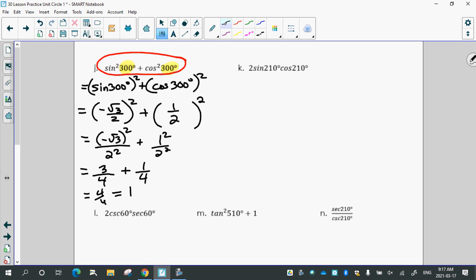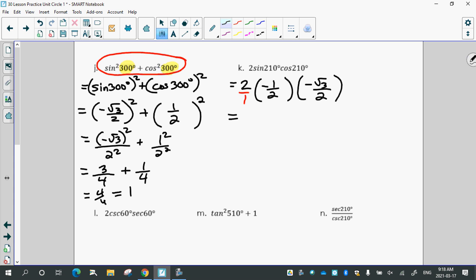Okay? All right, so next one, 2 times the sine of 210 times the cos of 210. So that's really three things multiplying together. So 2 stays up front. Then I'm going to replace sine of 210 with a value, and cos of 210 with a value. So the sine of 210, I'm going to look up 210 on my unit circle, look for its y value, and it's negative 1/2. Then I'm going to look up the cos of 210 on my unit circle, and I'm looking for its x value, which is negative root 3 over 2. So I'm really multiplying these three numbers together. And when you multiply fractions, you multiply the numerators together and the denominators together, and then reduce.